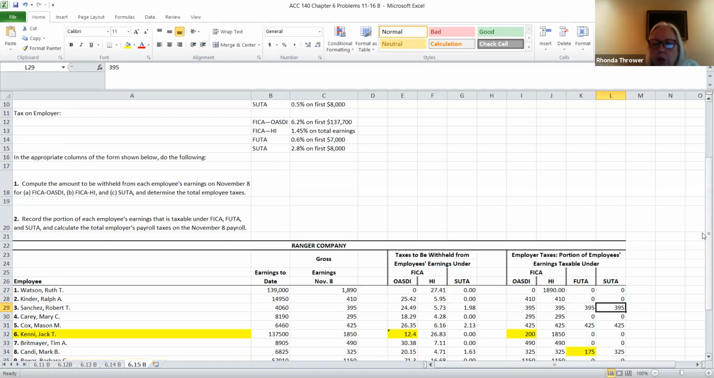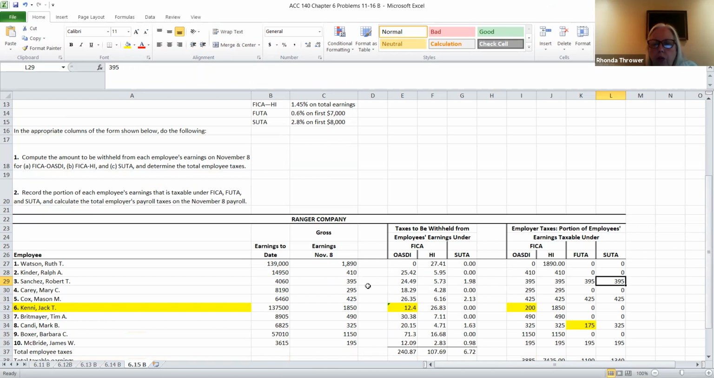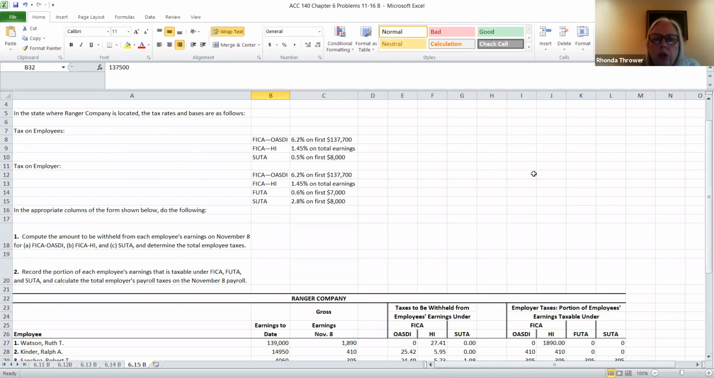I don't want to take too much more time on this because they are so similar, but I would like to go on to the employee Kenny Jack, or Jack Kenny, employee number 6, because he had some special things happen to him. That's why I've got it highlighted here. First of all, he earned $137,500, which is just short of the OASDI base.